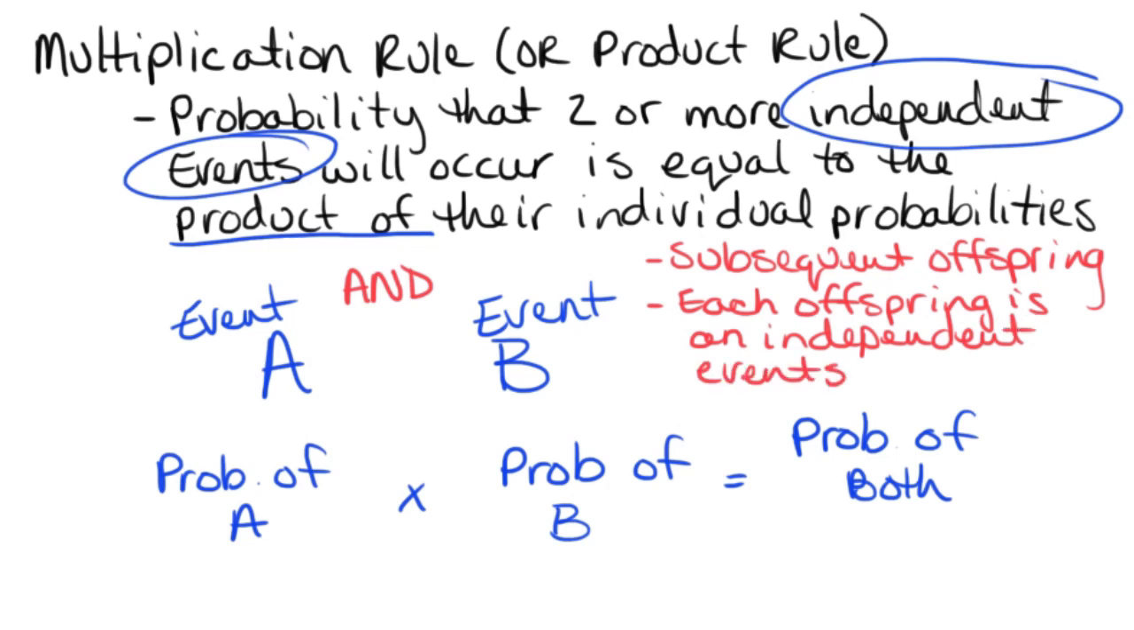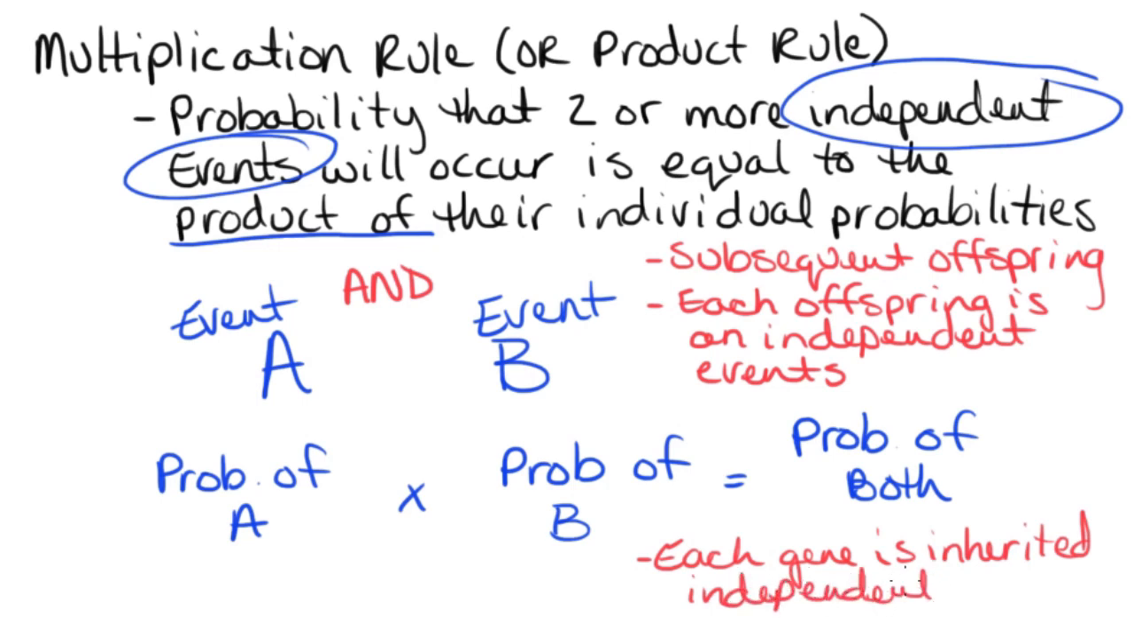We'll also use this when we're looking at multiple genes at a time, because each gene is inherited independently. And this is based on Gregor Mendel's law of independent assortment. Now, we will find later that there are certain genes that don't assort or get inherited independently. But for now, we're going to consider all separate genes to be independent events, meaning they will get transmitted to the offspring independently from each other.